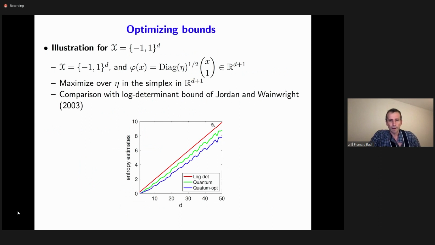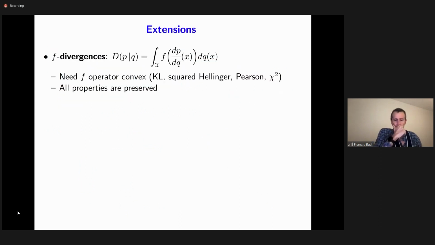All right. Let me skip that. Let me talk about a few extensions. First, if you don't like KL, I don't know why you should not like KL, then this can be extended to all f-divergences. So this includes KL, the squared Hellinger, Pearson chi-square. Everything works the same.